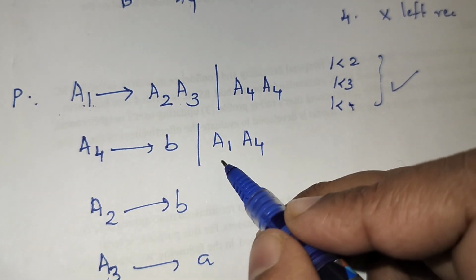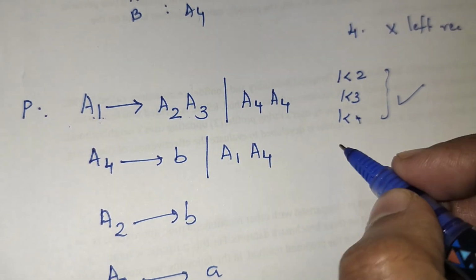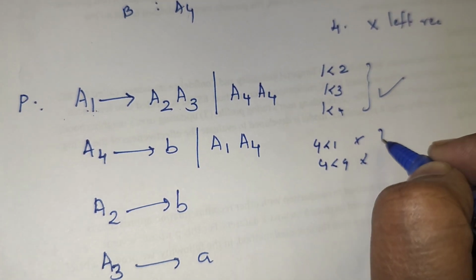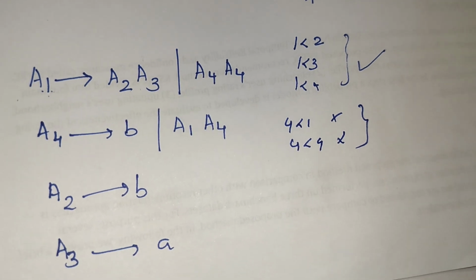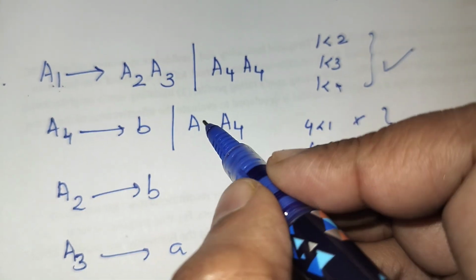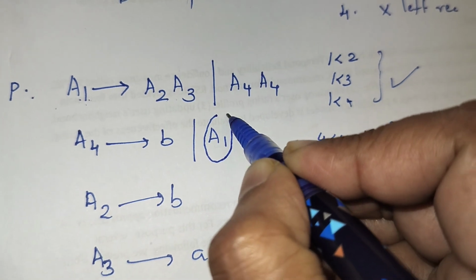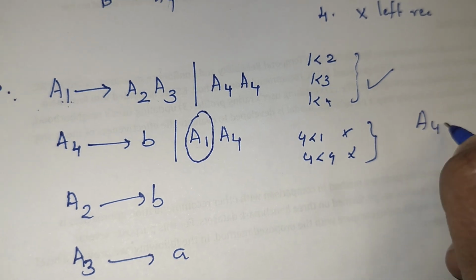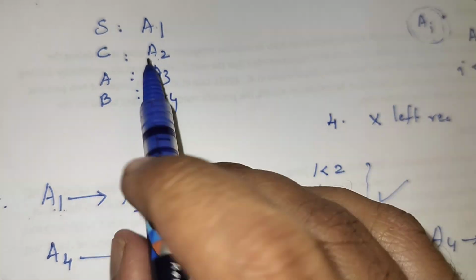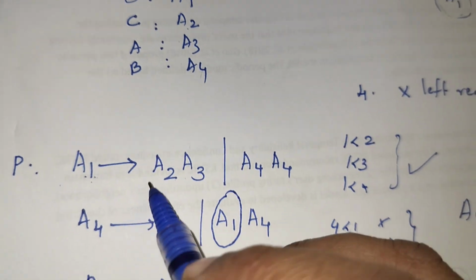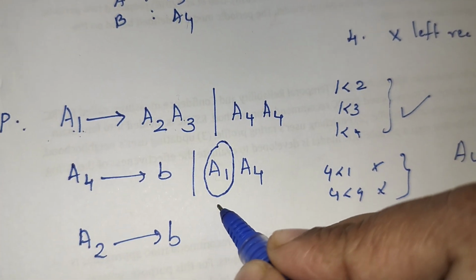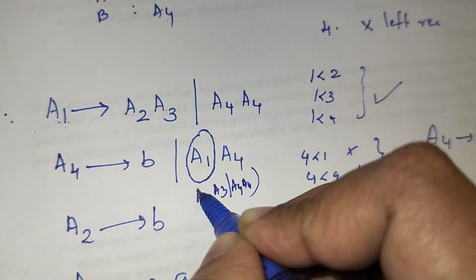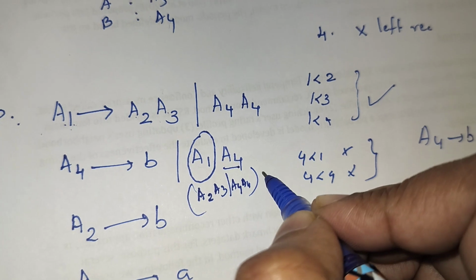A4 gives B bar, A1, A4. Is 4 less than 1? No. 4 is less than 4? No. So this condition is violated. So whenever the condition is going to be violated, what we need to do? We need to replace the first non-terminal with the corresponding production. So how can I write A4? A4 gives B bar. What is A1? A1 is A2, A3. So in place of A4, you need to write A2, A3 bar, A4, A4, and then ending with A4.